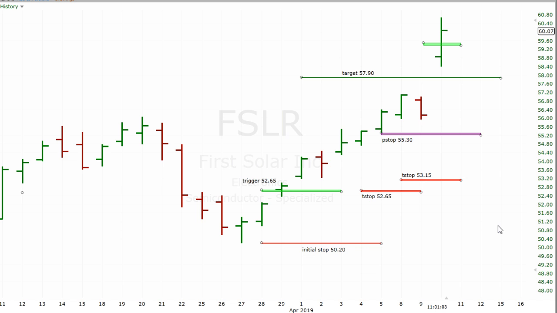Then you're going to get lots of good follow through positions, like the one we took a look at, that FSLR, I think. It just took off on its own. You just bought it and it just blasted off. So you're going to get lots of those.